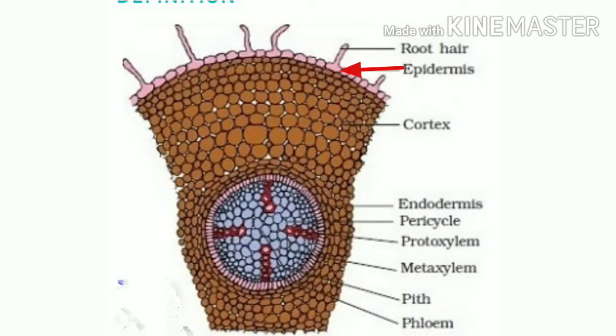Roots have an outermost single layer of epidermal cells, some of which extend into unicellular outgrowths called root hairs. Root hairs have various characteristics like large surface area, higher concentration of the cell sap, and thin membranes. These features facilitate the rate of water absorption from the soil.